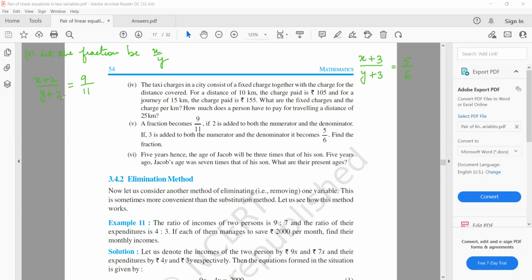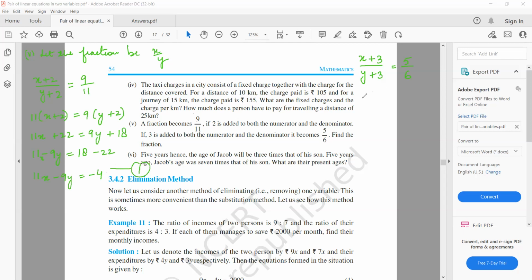Now look at the first one. So just cross multiply. 11 into x plus 2 will be equal to 9 into y plus 2. So 11x plus 22 will be equal to 9y plus 18. Right? So 11x minus 9y will be 18 minus 22, correct? So 11x minus 9y will be equal to minus 4, right? Yes, ma'am. Okay, so this is your equation number 1.